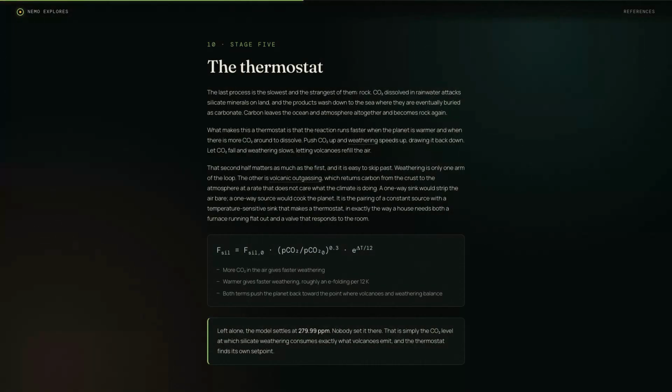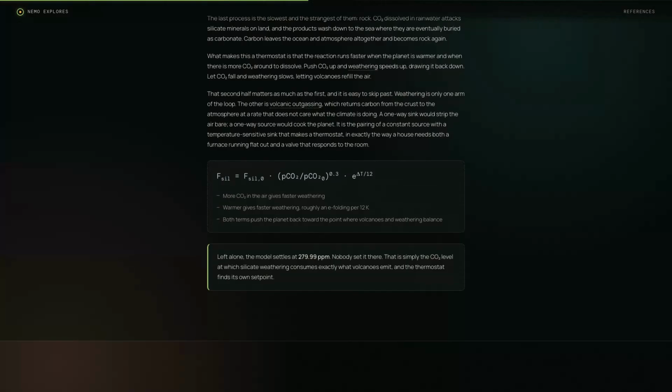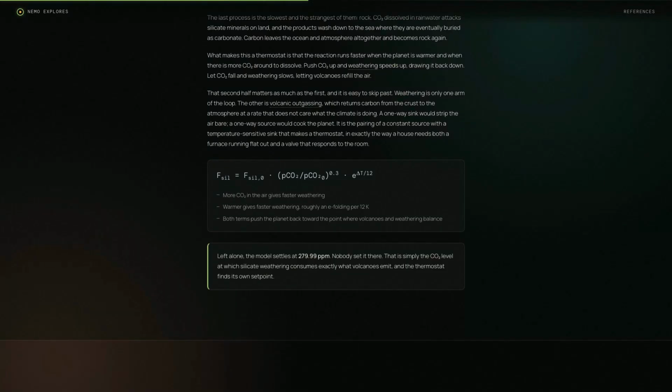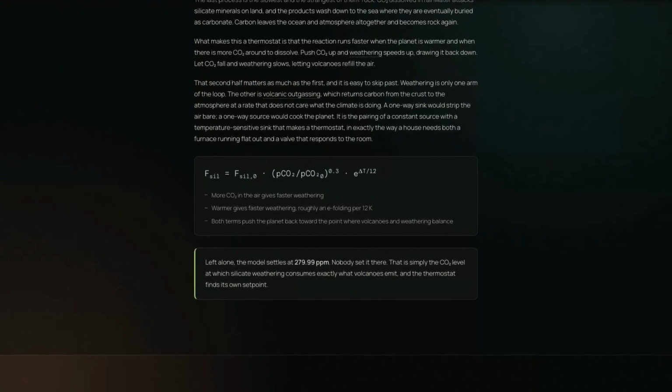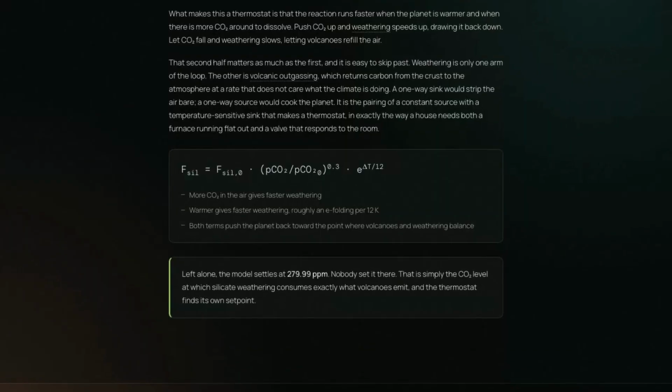Carbon dioxide dissolved in rainwater attacks silicate minerals on land, and the products wash down to the sea, where they are buried as carbonate. Carbon leaves the surface world altogether. What makes this a thermostat is that weathering runs faster when the planet is warmer, while volcanoes return carbon at a rate that does not care what the climate is doing.